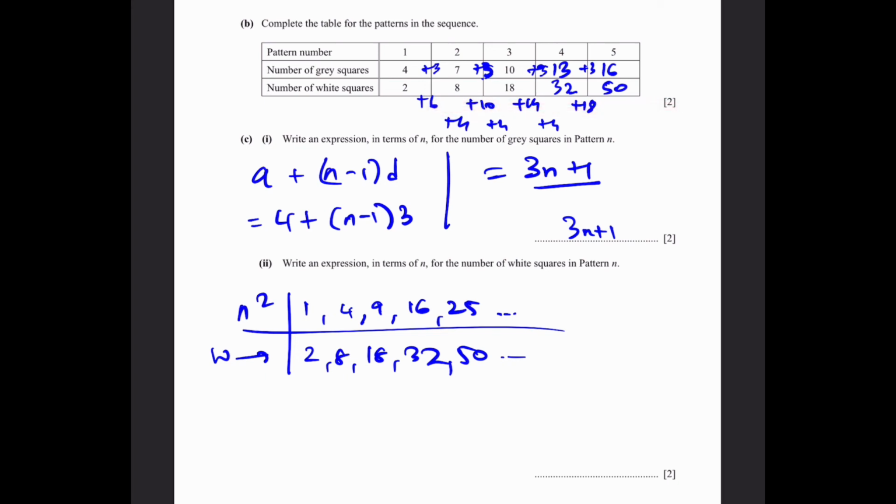And do you notice a relation between the two? We can see that if you multiply 1 by 2, we get 2. 4 times 2 is 8. 9 times 2 is 18. And same for the other two values. Therefore, the value of the sequence is going to be 2n squared, since it's 2 times the sequence n squared. That's the answer. Now let's go to part D.